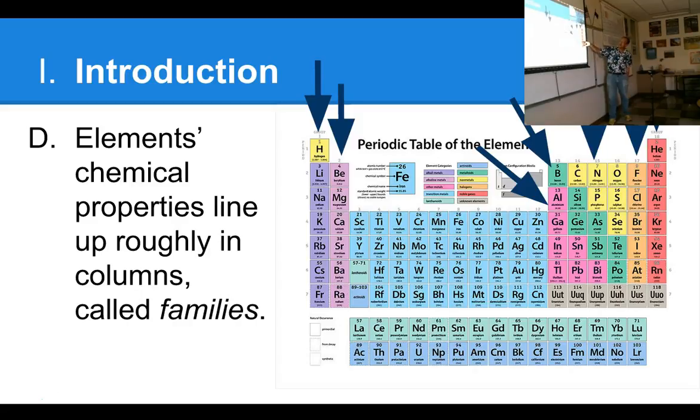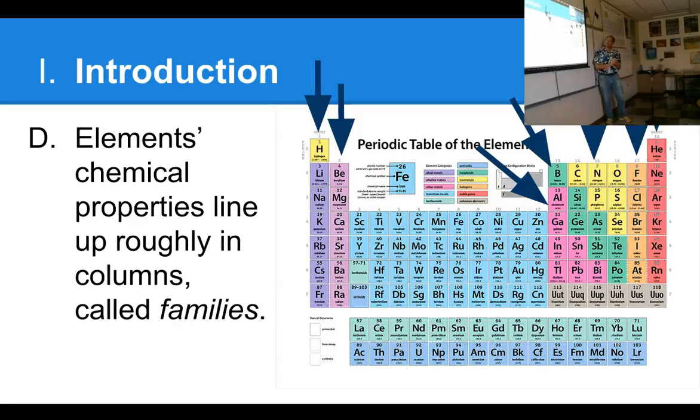So all of these things behave similarly. All of these behave similarly. They all light up and glow when you pass an electric current through them. None of them are really excited about making bonds, things of that nature. So chemical properties line up in columns, and we call those columns families.